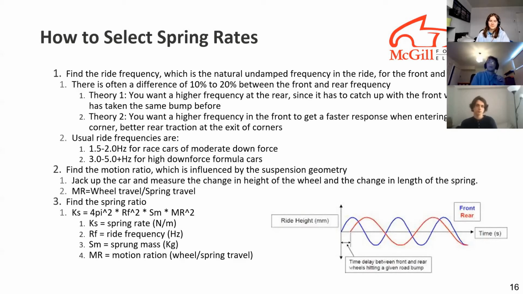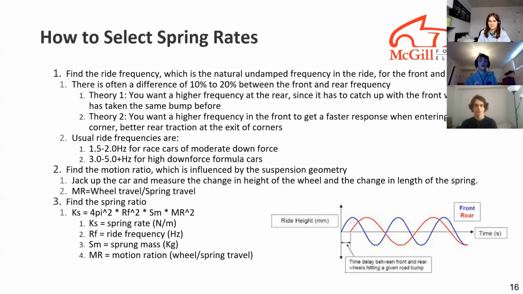Exactly, yeah. Then the next step of finding the spring rate will be to find the motion ratio of the car, which is directly influenced by the suspension geometry. So if you want to know how to find it, it's basically you jack up the car and then measure the difference between the height between the top and the bottom of the suspension, and also the difference in height between the wheel and what it was before. And then you do a ratio of this, and that's your motion ratio.